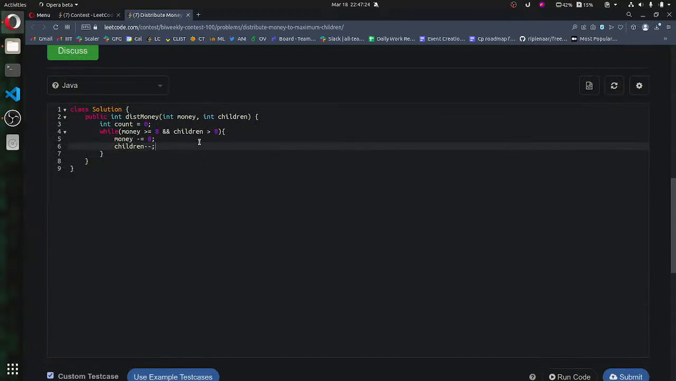So children minus minus and count plus plus. Okay, leave that. I can formulate some condition. Okay, only if money mod 8 is 4, then only we can. Okay, getting 8. This case we will be handling, and we will be returning Math.min.